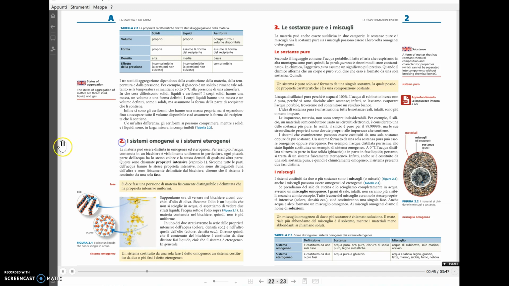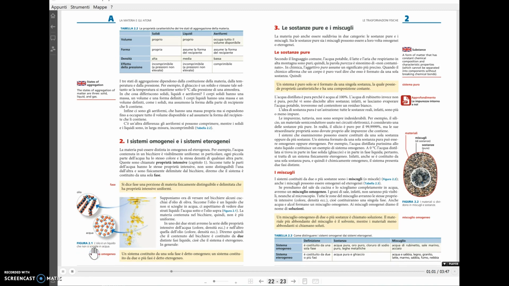B. Homogeneous and heterogeneous systems. Phase is defined as an amount of matter being physically distinct and occupying a defined area, and that has uniform intensive properties. Systems can be homogeneous or heterogeneous. A homogeneous system is a system consisting of a single phase. A heterogeneous system is a system consisting of two or more phases.